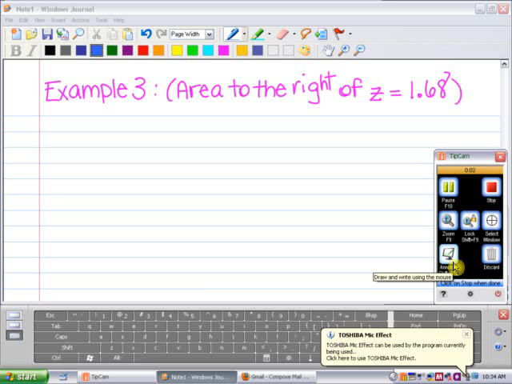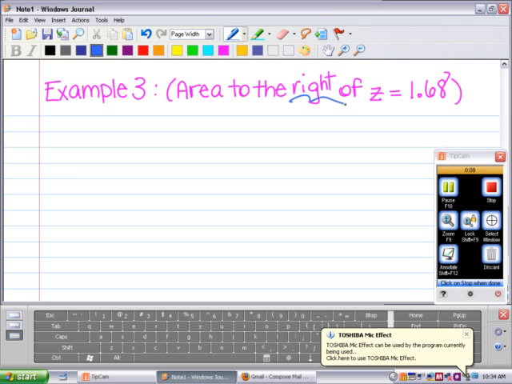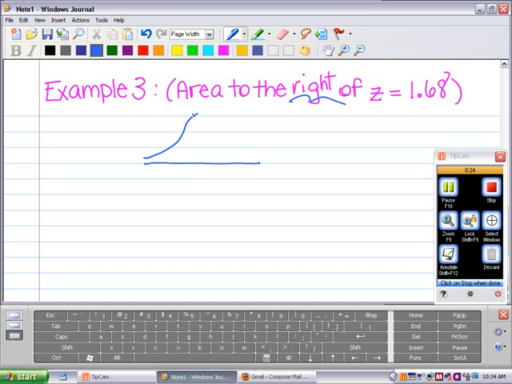Okay, let's try a problem that's very similar, except we're going to the right of z equals 1.68. The first two problems, we wanted area to the left. So it starts the same exact way. We're going to draw our picture. Maybe next time I'll already have my picture made, since we keep doing it over and over.